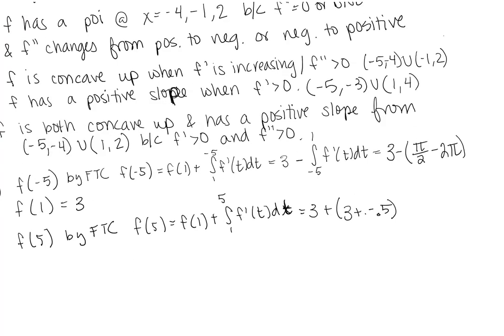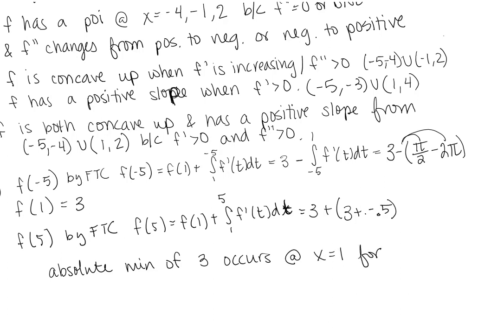Now, I can see already that my smallest value is going to be positive 3 because when this negative distributes, that's going to be a larger value than 3, and then adding that together is also going to be a larger value than 3. So I'm going to say the absolute minimum of 3 occurs at x equals 1 for f of x. And then we are done.